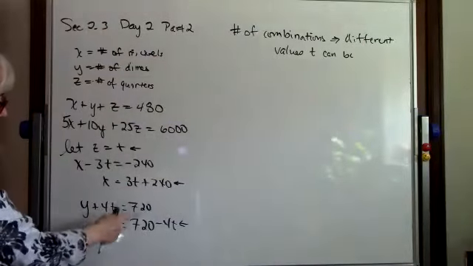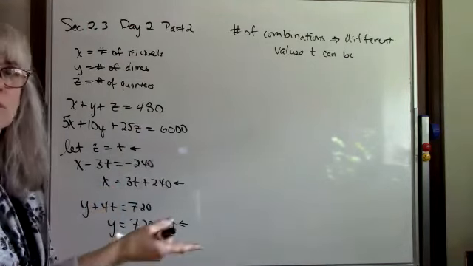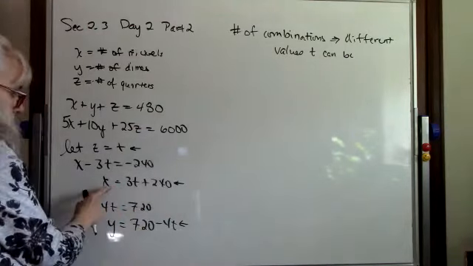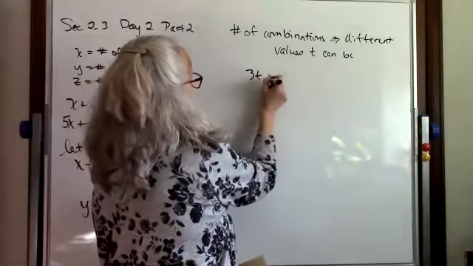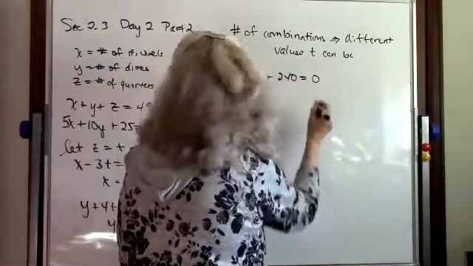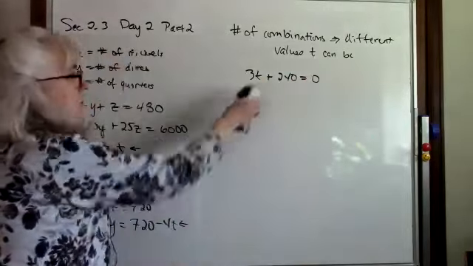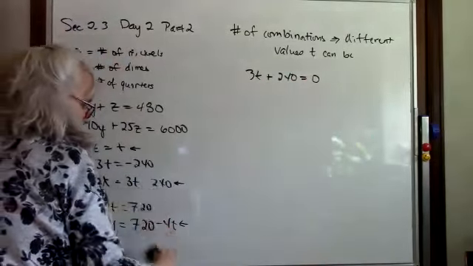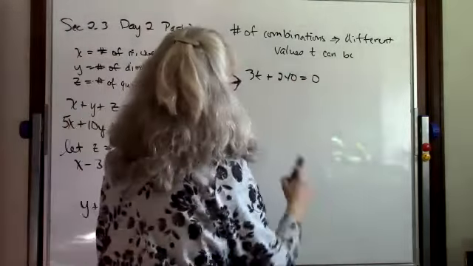So what I'm going to do is take each of my formulas for X's and Y's and set them equal to 0 to make sure we don't end up with a negative number of nickels or a negative number of dimes. So we're going to set 3T plus 240 equal to 0. And it looks like I messed up. Sorry, I just caught that. And how I knew it is because that was going to give me a negative number. This is a negative 240. Sorry. We moved the 3T, but not the 240.